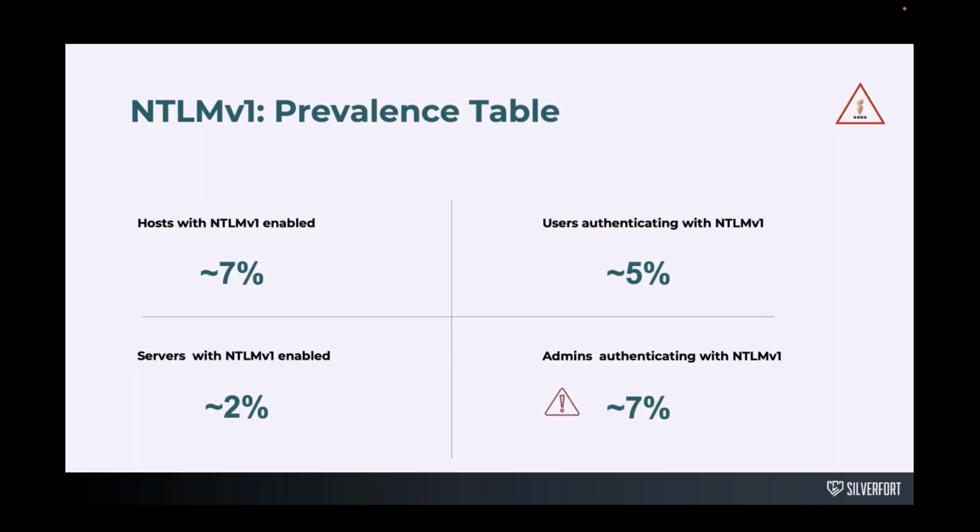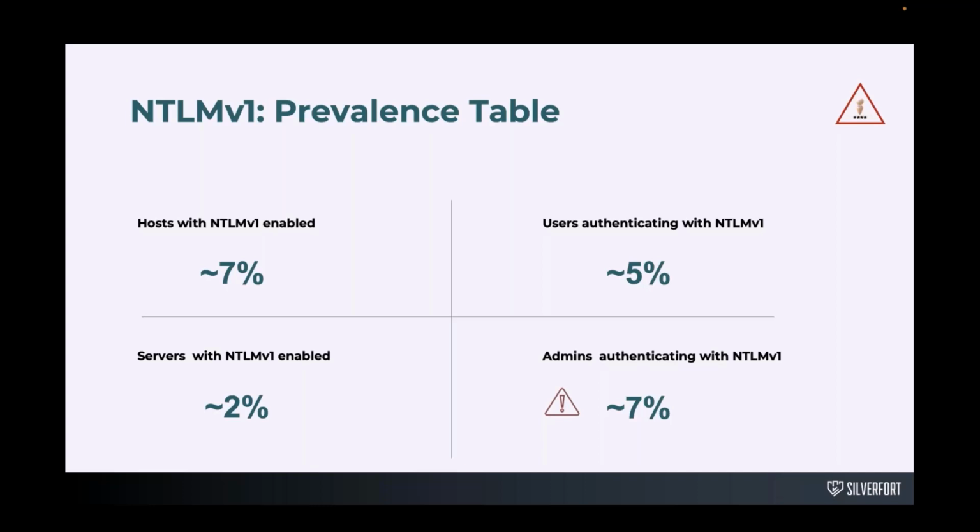Taking all that into account, this is the prevalence table. Hosts, meaning machines that operate as the NTLMv1 client, are about 7% on average. Servers 2%, users 5%, and admins 7%. 7% might not sound that alarming, but think of the implications.